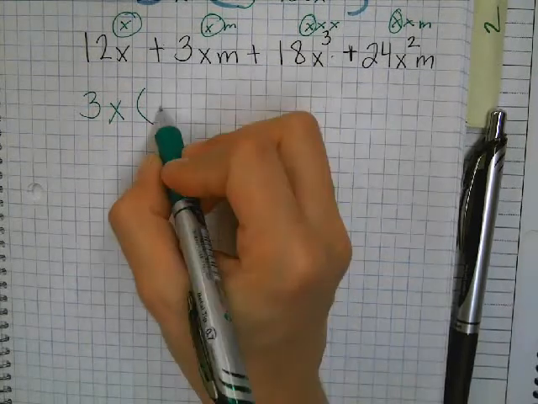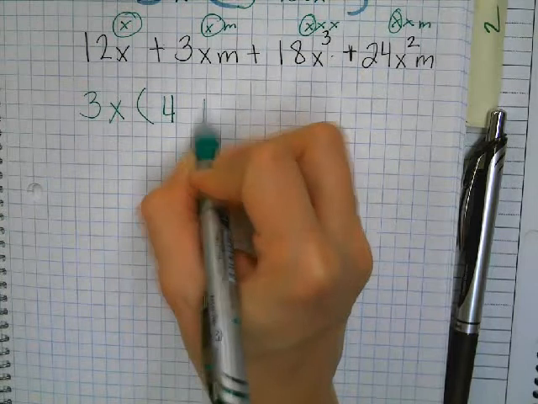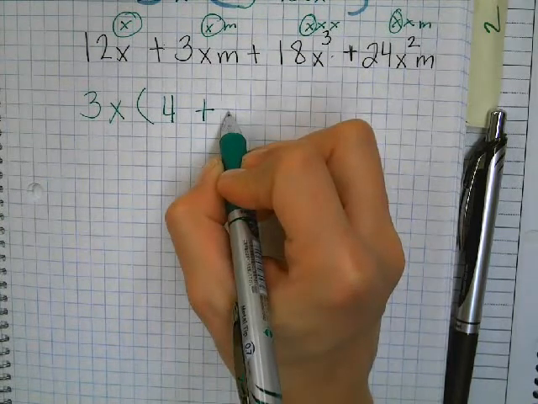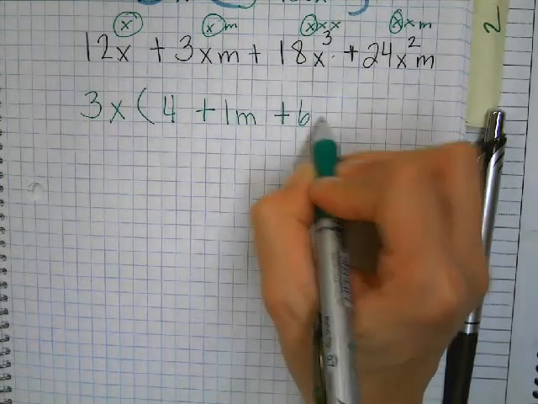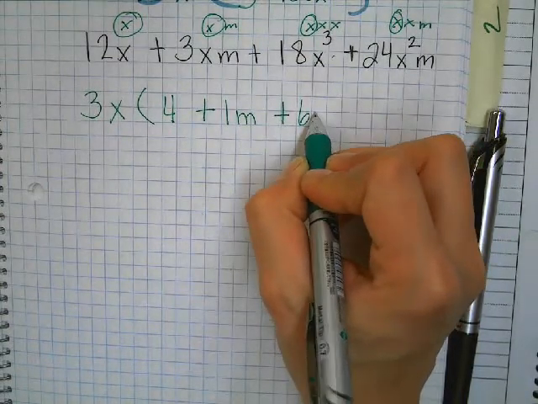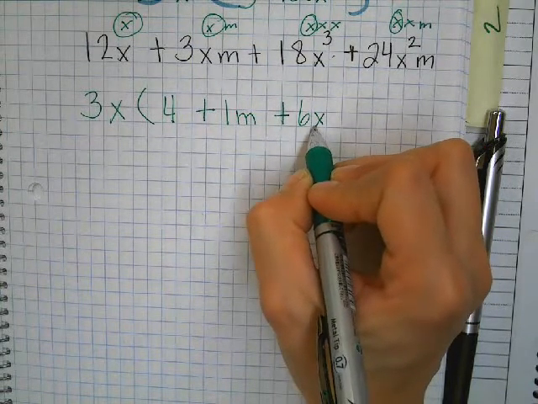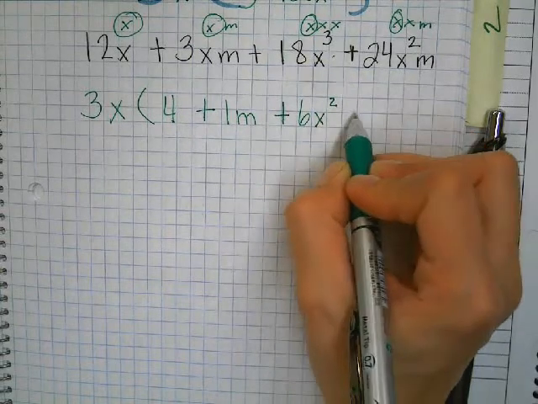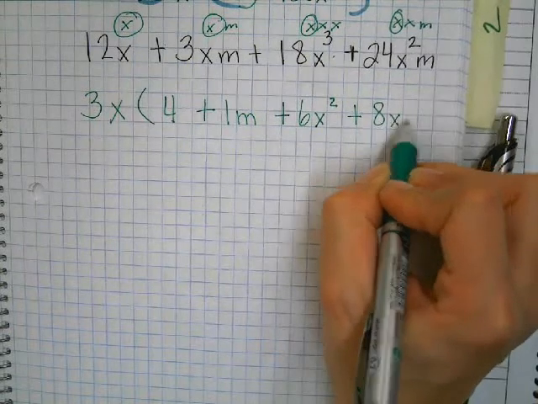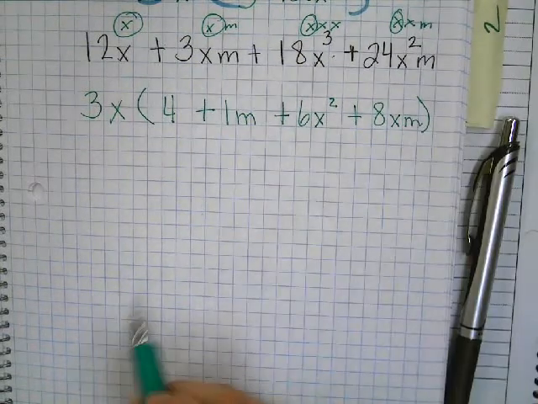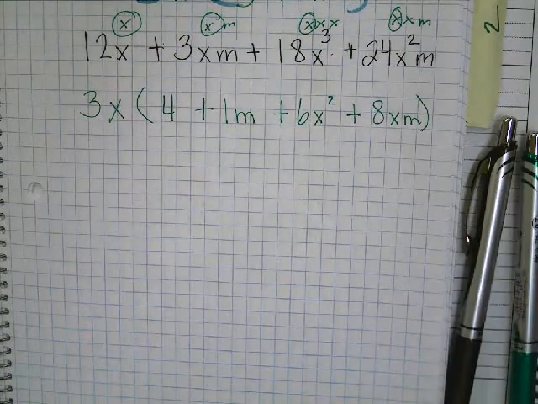So what's our first term? 4 plus what? 1 what? M. Plus? I'm not done with this one. Power 2, good Tay. Plus? Good. Very good.